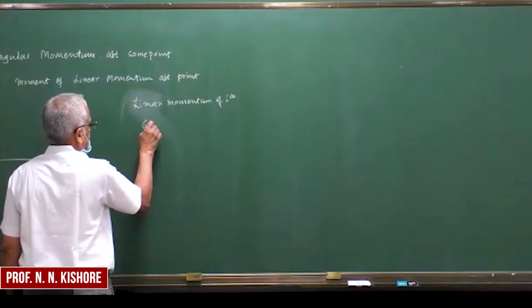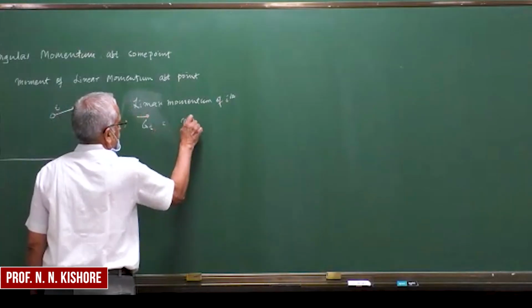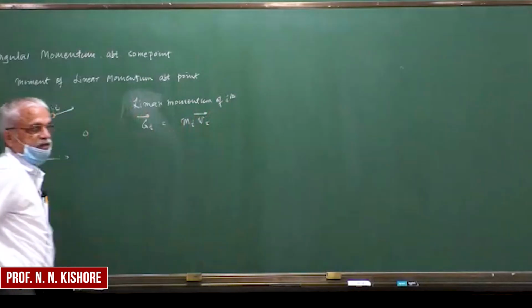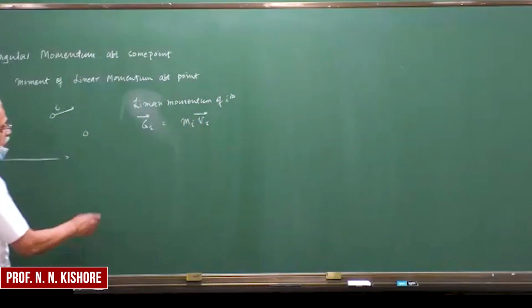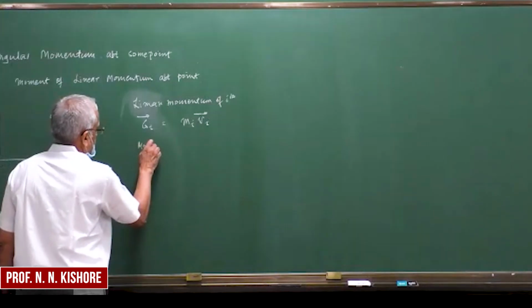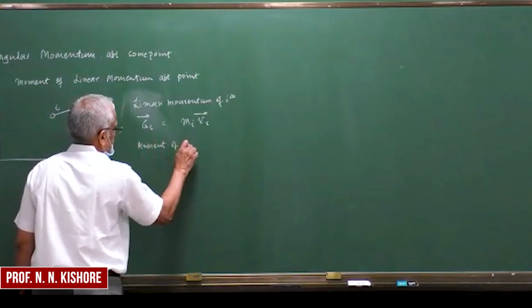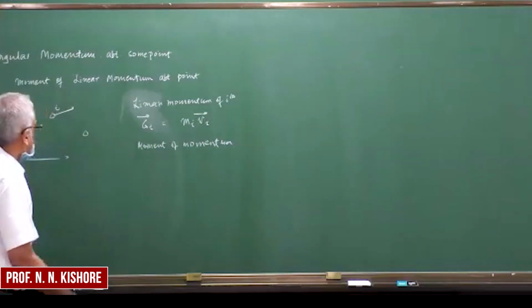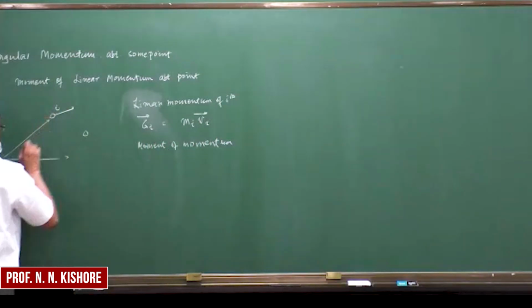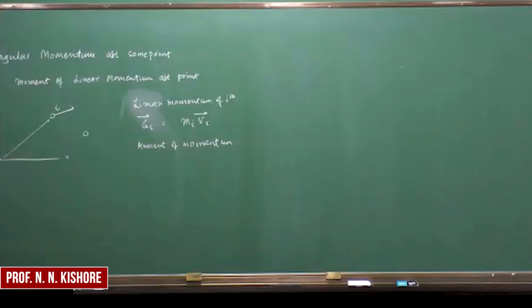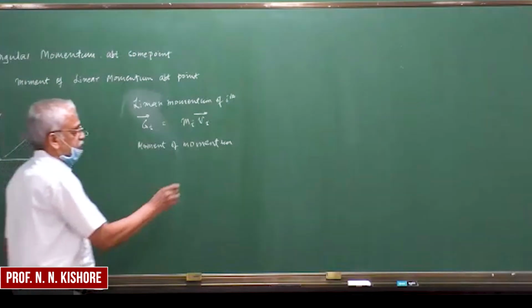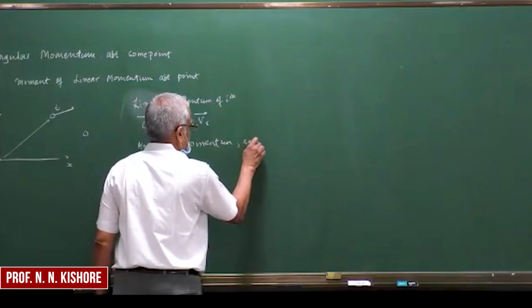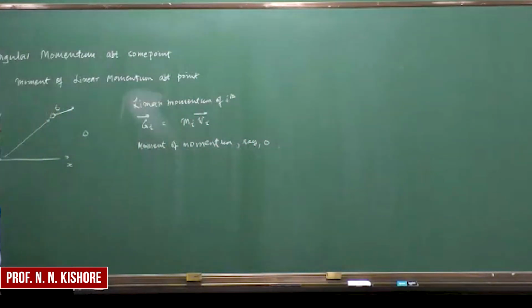If you write it as G_i, this is how the linear momentum, and to take moment of momentum, this moment is obviously about some point here. Let us say, to start with, O. So say here about O. Then the moment of momentum is nothing but the cross product.